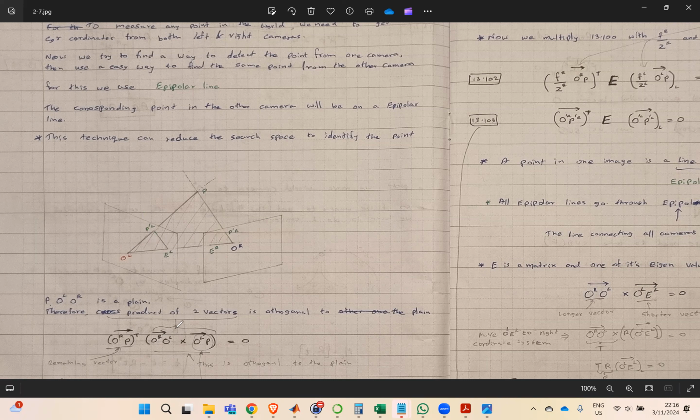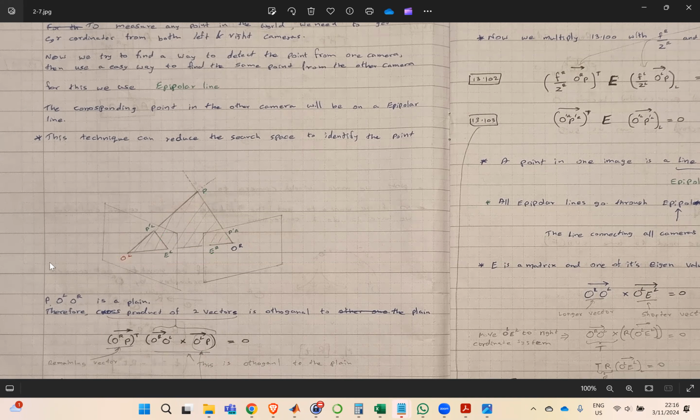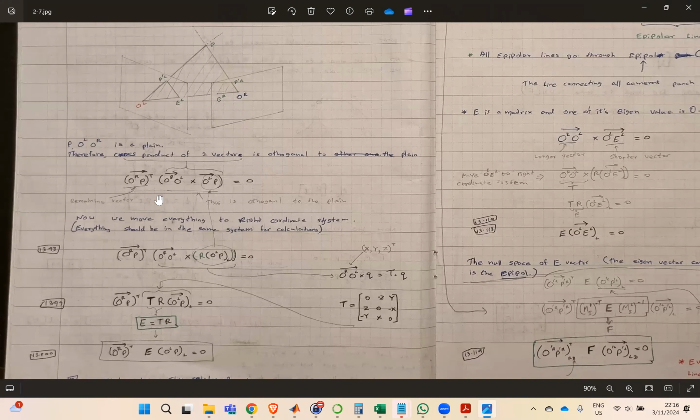So let's see exactly. O_R O_L, we take a cross product with O_L P. These two, we take the cross product of these two. Now this is orthogonal. Now we multiply with the remaining one, O_R P, then it is 0. This is our starting point. Now we know what to do with these cross products. This part of the cross product we can replace with something, but before going into that, we need to do something else.